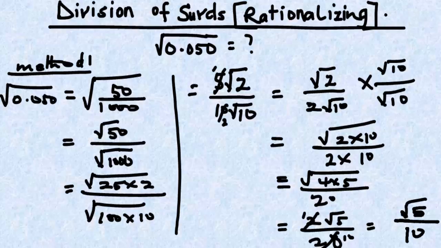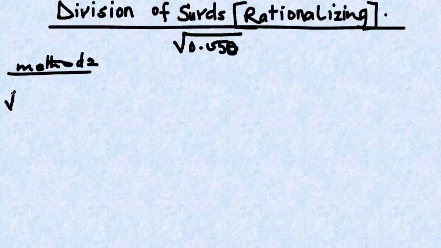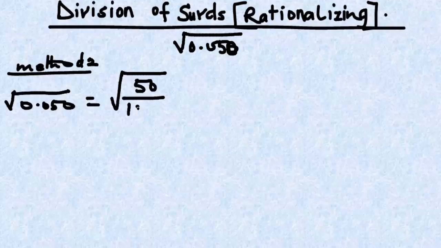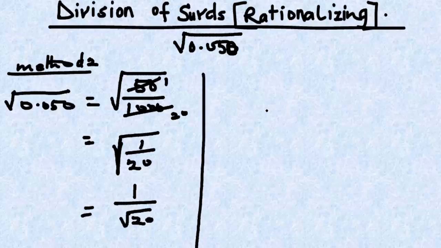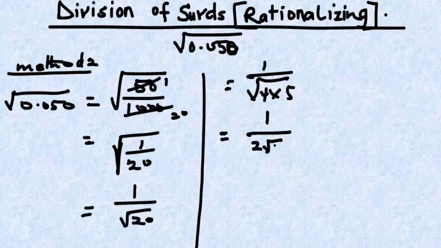Okay, good. So the second method, we have 0.050 can be expressed as 50 on 1000, and this can also be simplified, 50 goes into 50 once and into 1000 twenty times, so 1 on 20. Okay, so here we go. We have root of 1 is 1, and root of 20 can still be simplified. So 1 on root 20 will give us 1 on 2 root 5.